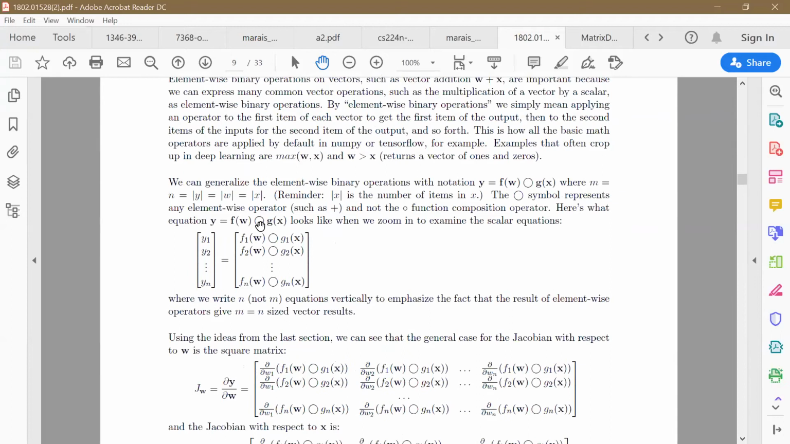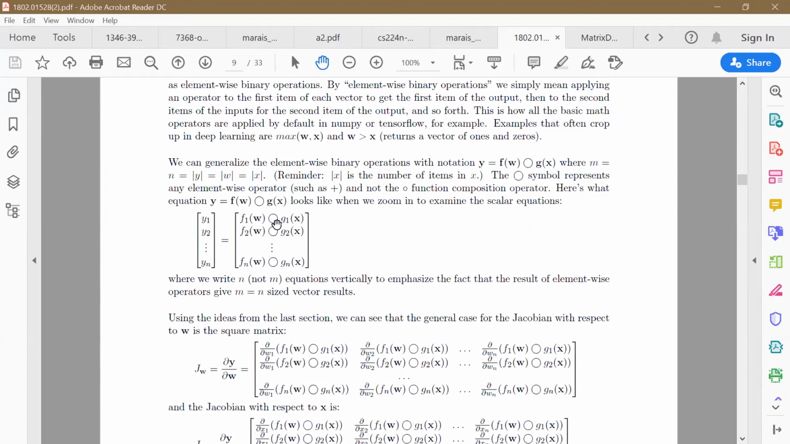The one thing I do want to point out is they've introduced this notation, which is something new for you maybe, but they define what they mean here. The circle symbol in this paper represents any element-wise operator. So it could be addition, or subtraction, or multiplication. And what it means when you take f circle g is, if you have an x inside, that means multiply the elements element-wise. If you have a plus inside, it means add the elements element-wise. If you have a minus inside, it means subtract element-wise. So it's just notation, and it's nothing to be intimidated by. Just get the definition straight, and then you'll be able to interpret it when you see it.